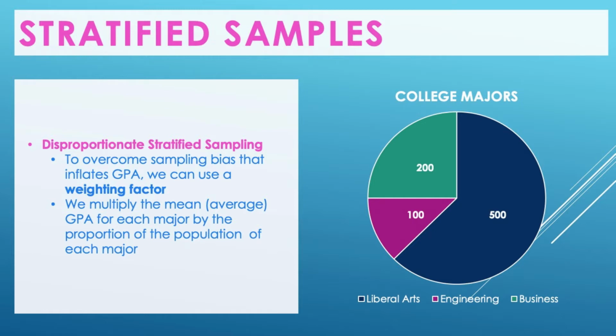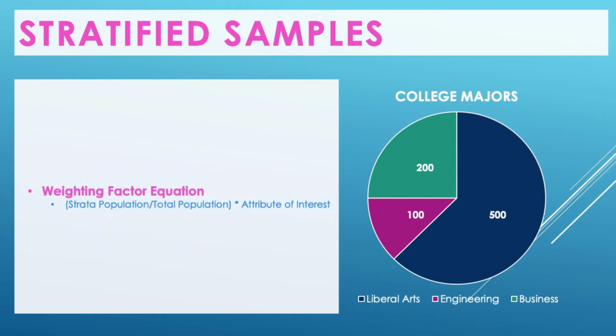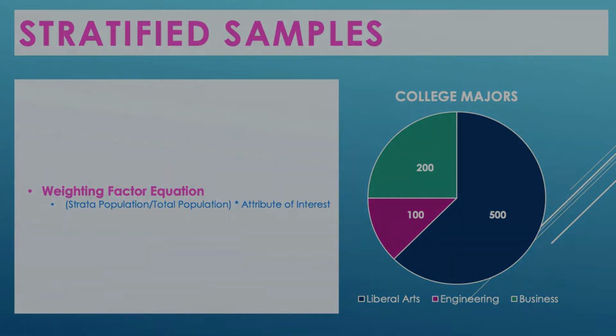So let's take a look at the equation to see if this helps you understand what we're talking about here. We take the strata population, right? So let's say we wanted to start with liberal arts majors. That would be 500 because that is the population of that specific strata, that specific group. We would divide that by the total population, which we know is 800 based upon this data here. And then we would multiply that proportion that we've just created by the attribute of interest. And this would create a weighted attribute or a weighted variable.